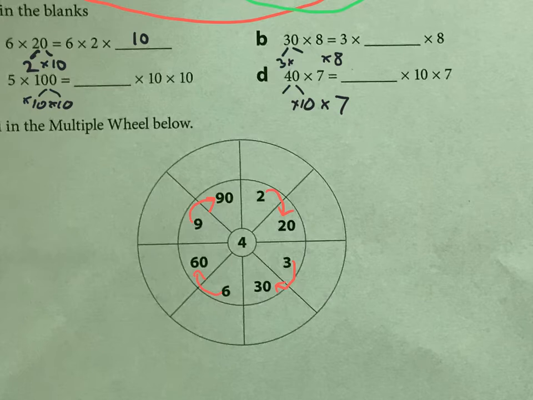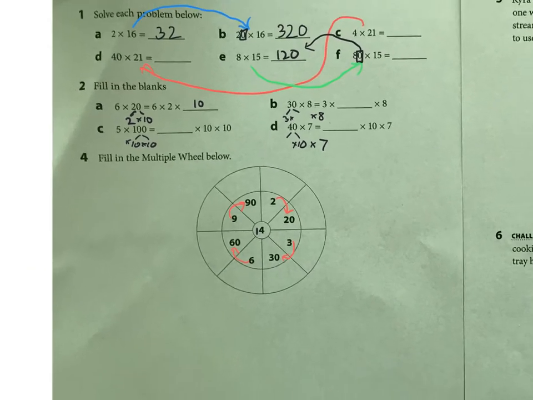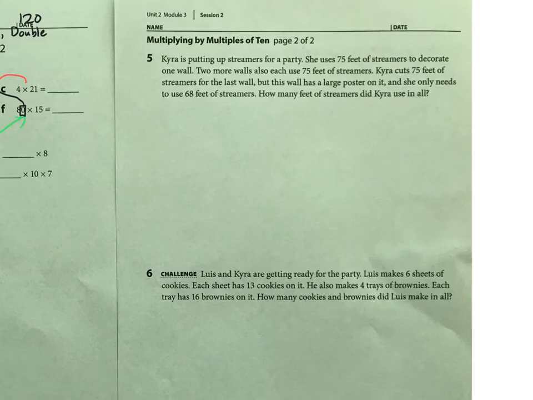You can also use other patterns to help you figure out things. But one thing I want to remind my class is if you think times 4 is really easy for you, try 14 instead and see how you do with 14 in the middle of the multiplication wheel to give yourself a challenge, because some of you can do times 4 pretty easily already.